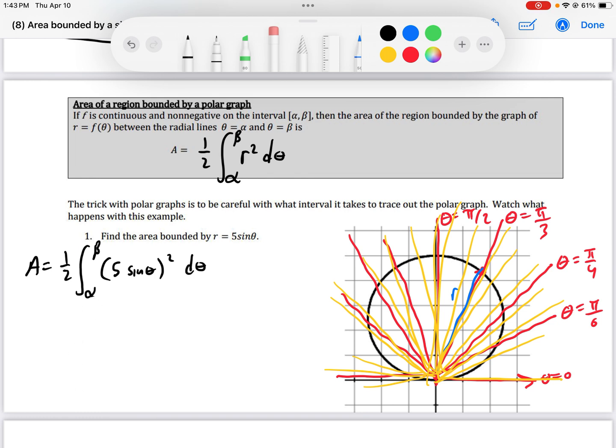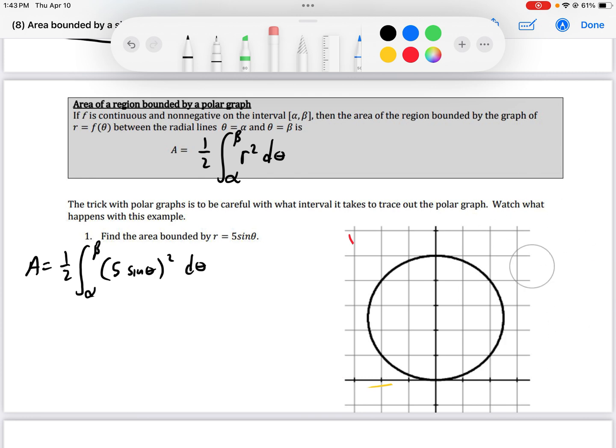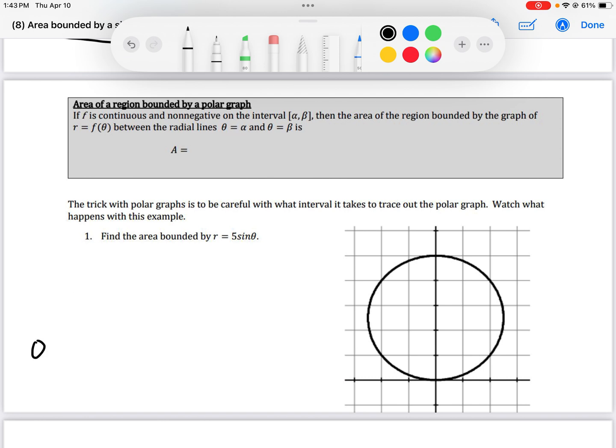But here's how to make it more like really what's going on. So I'm going to check and look for when theta is 0. So I'm thinking, when r is 0. Okay, it wasn't that bad. So my area is just 1/2 alpha to beta, but I think it's going to be 0 to pi of 5 sine theta squared d theta. Okay, so I'm just trying to build my intuition.